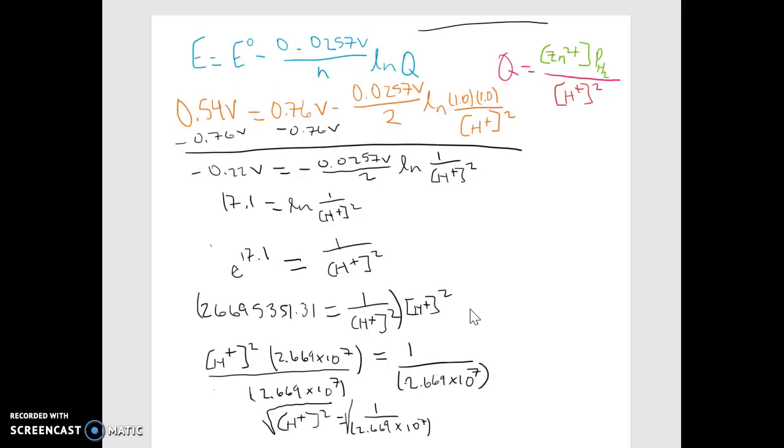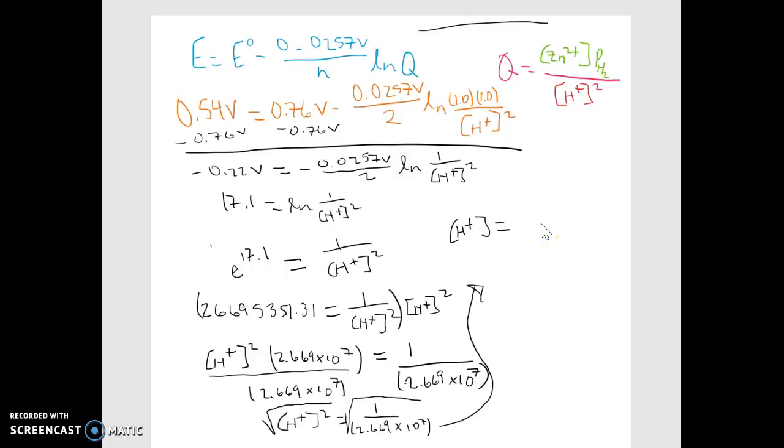All I'm doing here is solving for the concentration of the hydrogen ion. If you're wondering where the number I have right here came from, it's the same number that we got from doing e to the 17.1. It's just written in scientific notation. Then we square root those.